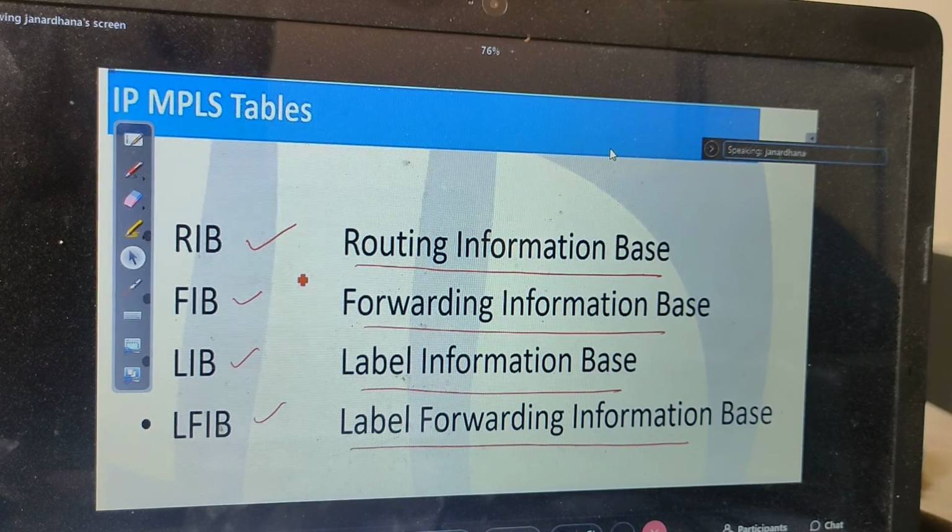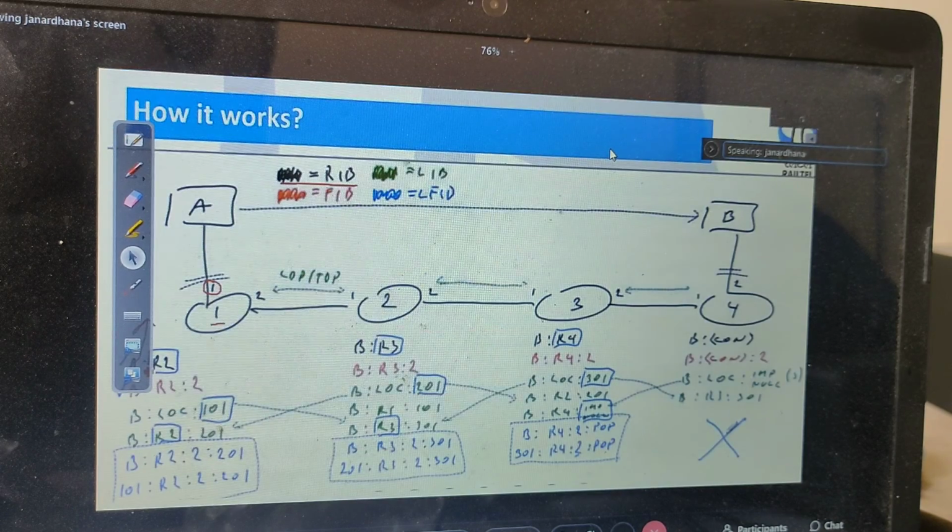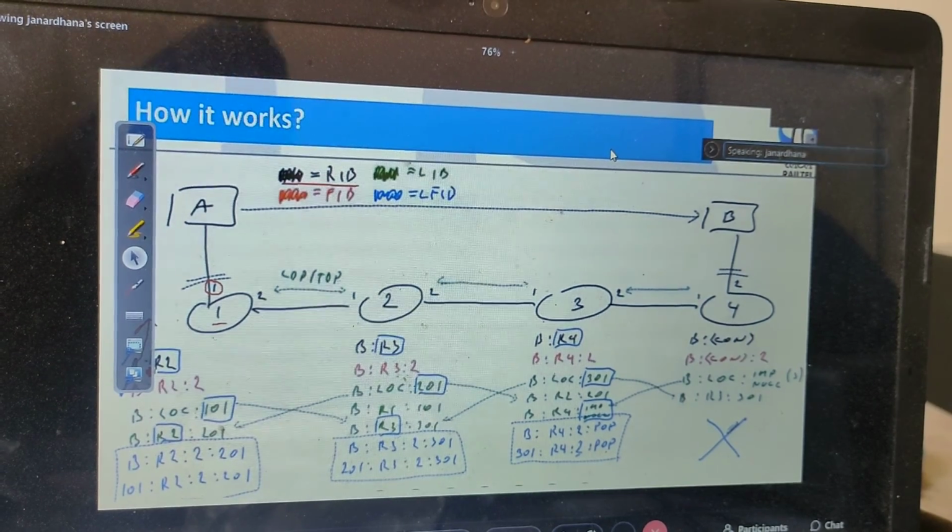There are the 4 tables that will be available in your wireless routers. Is it clear up to here? You see how in MPLS, by using these 4 tables, the packets will move from one source to the destination. We will see that.